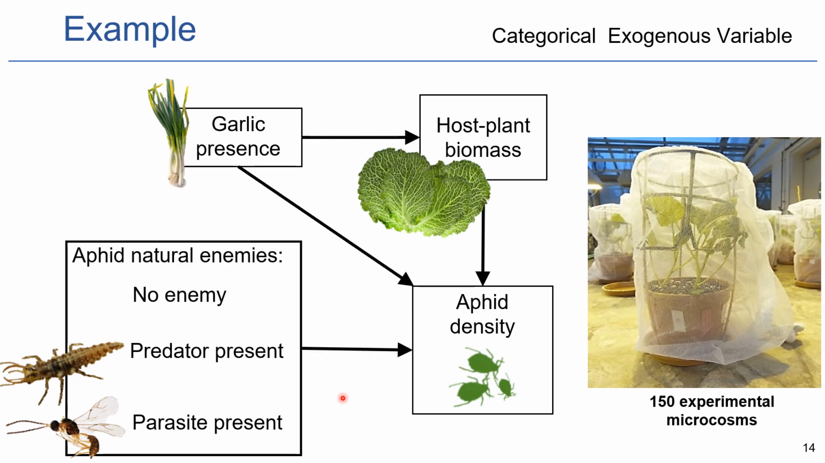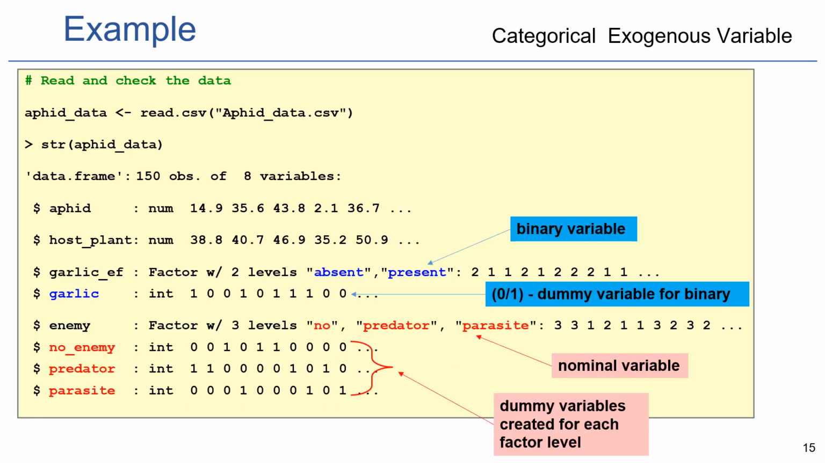And now here you can see our hypothetical model. We assume that the presence of garlic together with the host plant may affect the host plant biomass and thus indirectly may affect aphid density. But as it is a repellent plant for aphids, it can also directly affect their development. And then we also assume that the aphid natural enemies would affect the aphid density, but we also want to know how this effect differs among these categorical levels.